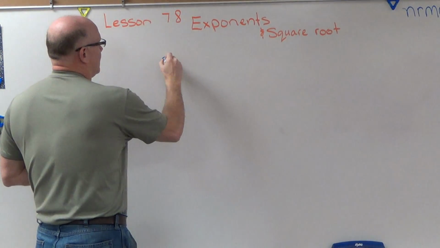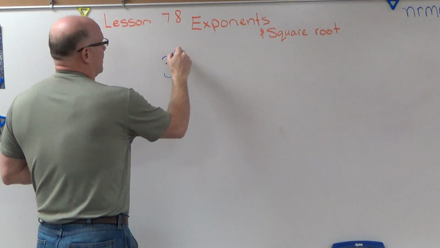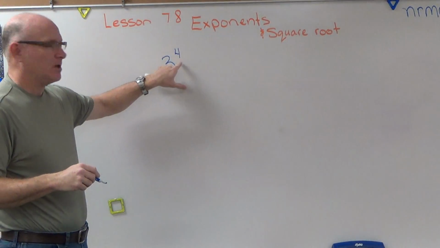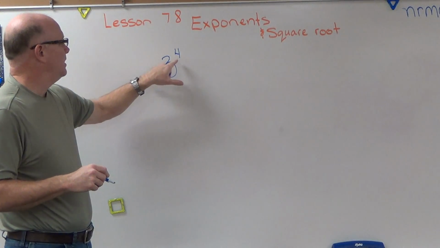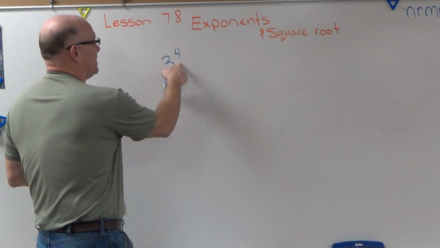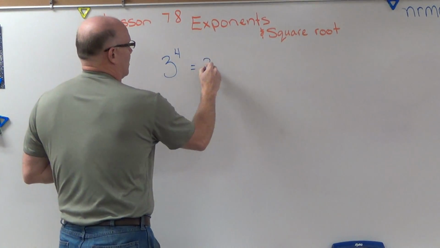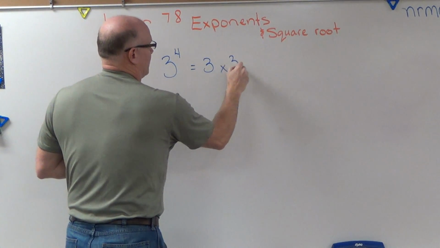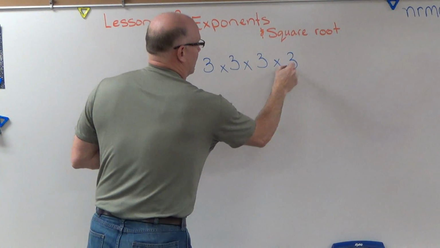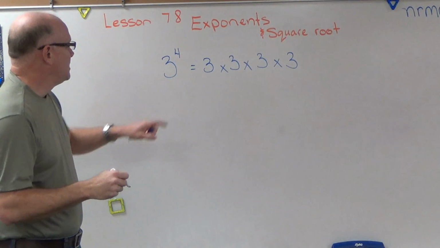So if I had 3 to the 4th power, this is an exponent. All that means is 3 times itself 4 times. So this would be the same as 3 times 3 times 3 times 3. And you want to work it.